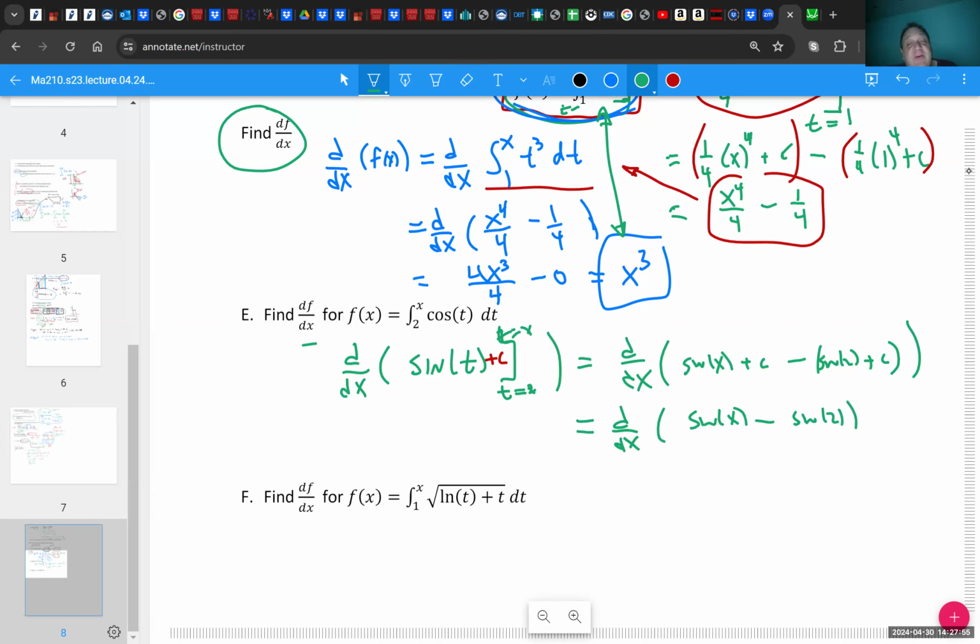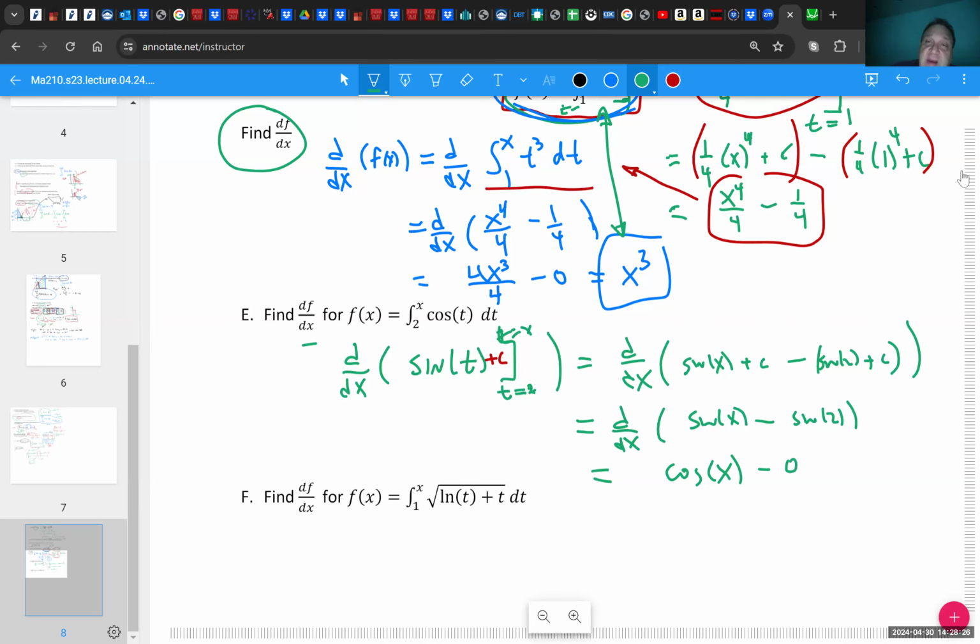And now I have to differentiate this. Remember, I'm looking for the derivative of this integral, right? So what's the derivative of sine x? The derivative of sine x is called cosine x. And what's the derivative of sine 2? That's right, it's 0, because sine 2 is not a function. It's not a variable. It's a constant, right? Sine of a number is a number, like square root of a number is a number. This is not sine of x. This is just sine of 2. So the derivative of that is going to be 0.